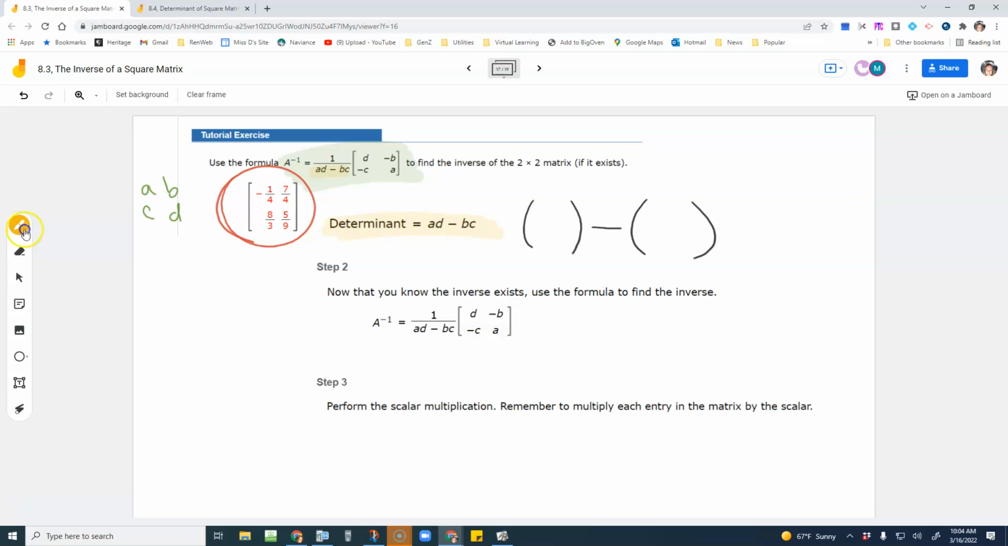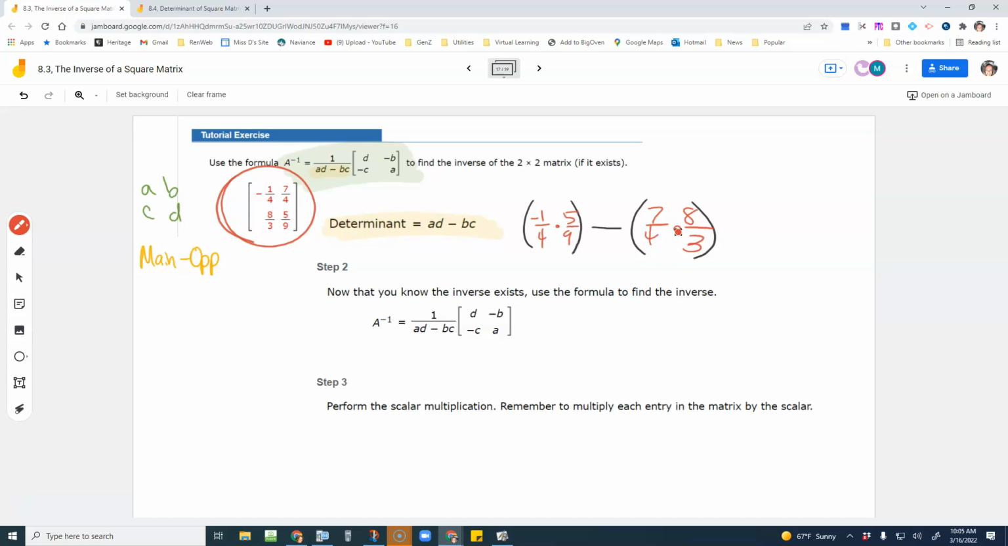Remember the other way I said it yesterday was, and it should be in your notes, main minus the opposite. So you would need to go ahead for this first part. I think it was step 1. I just copy and pasted different pieces. You would have your negative 1/4 times your, not 7/4, sorry, times your 5/9. A times D, go down that main diagonal, minus go down that opposite diagonal, which would be 7/4 times 8/3. I'll allow you guys to go ahead and do that math.